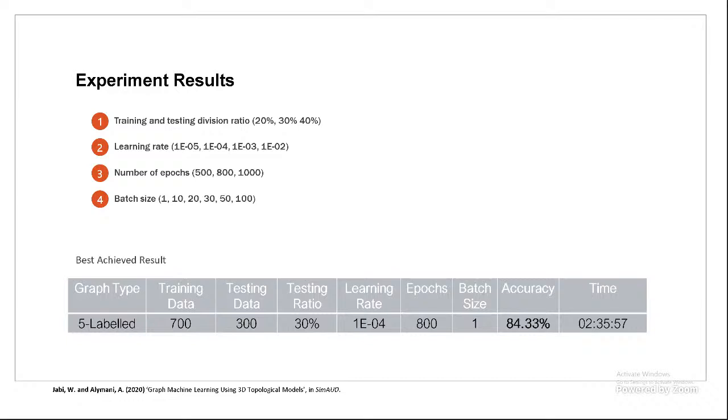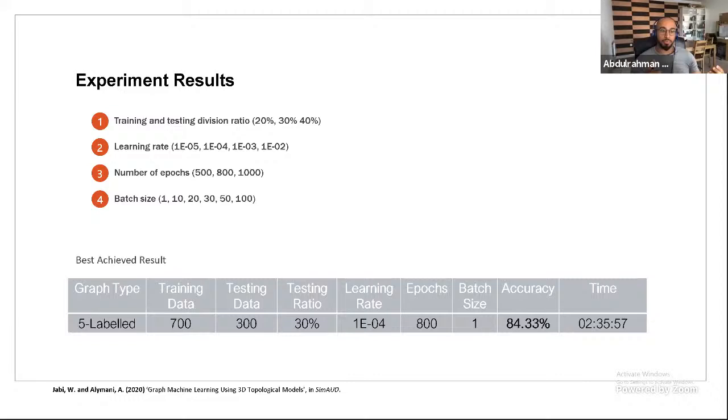After that, we did the experiment results. We achieved the best result at 84. Daniel, you were saying something? Oh, sorry. Yeah, it's fine. So the best accuracy we have is 84.33.